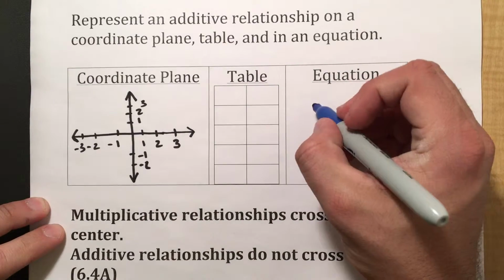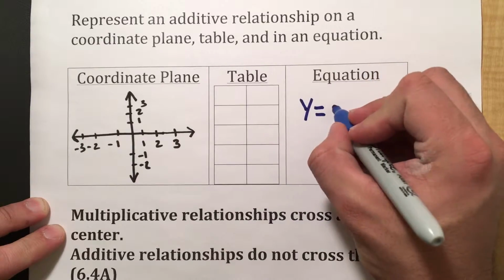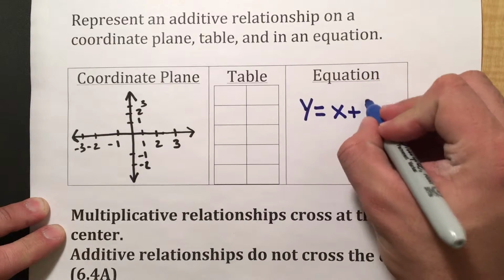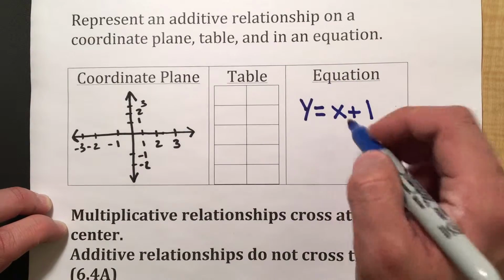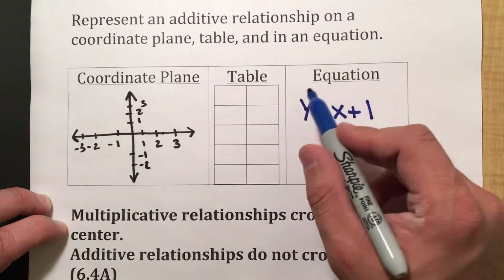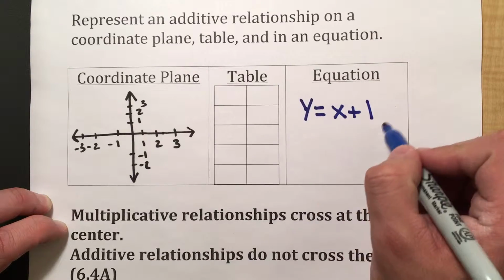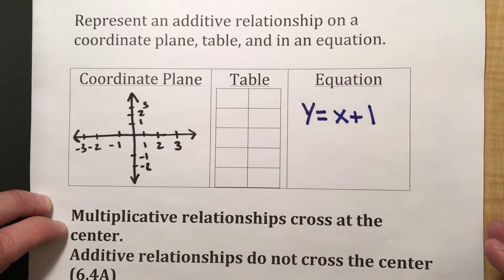I'm just going to make this equation up. We're going to put here y is equal to x plus 1. I want us to notice that this has a plus sign right here. Do you guys see that plus sign? Since it has a plus sign, we could say that this is an additive relationship. This equation is going to have an additive relationship because we're adding.